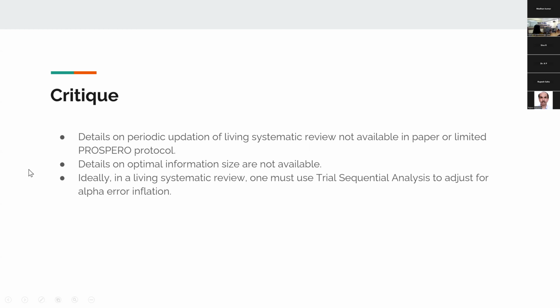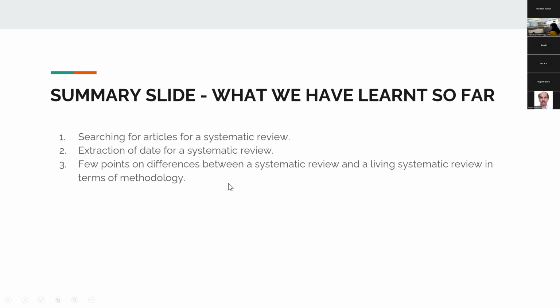There are various alpha adjustment techniques. What will happen is, if you only take 5% alpha and keep adding studies, then the actual alpha will be much more than 5% and you have a high chance of getting a false positive result. So trial sequential analysis is a way in which you adjust for alpha error inflation as you add new studies.